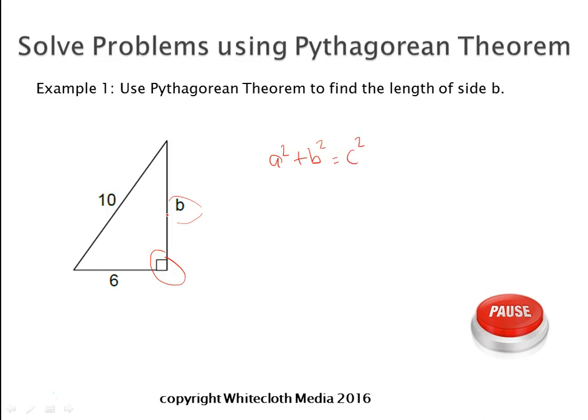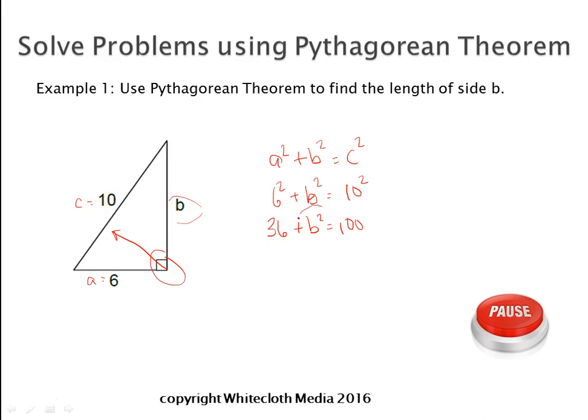Maybe it's not obvious which side is longer, but you know what the hypotenuse is. It's always across from the right angle, so that means that's c. Since they already called this b, we're going to call this a. So let's plug our numbers in. 6 squared plus, I don't know what b is yet, so that's b squared, equals 10 squared. 6 squared is 36. I still don't know what b squared is yet. That's 100. Well, now we're back to a 2-step equation.